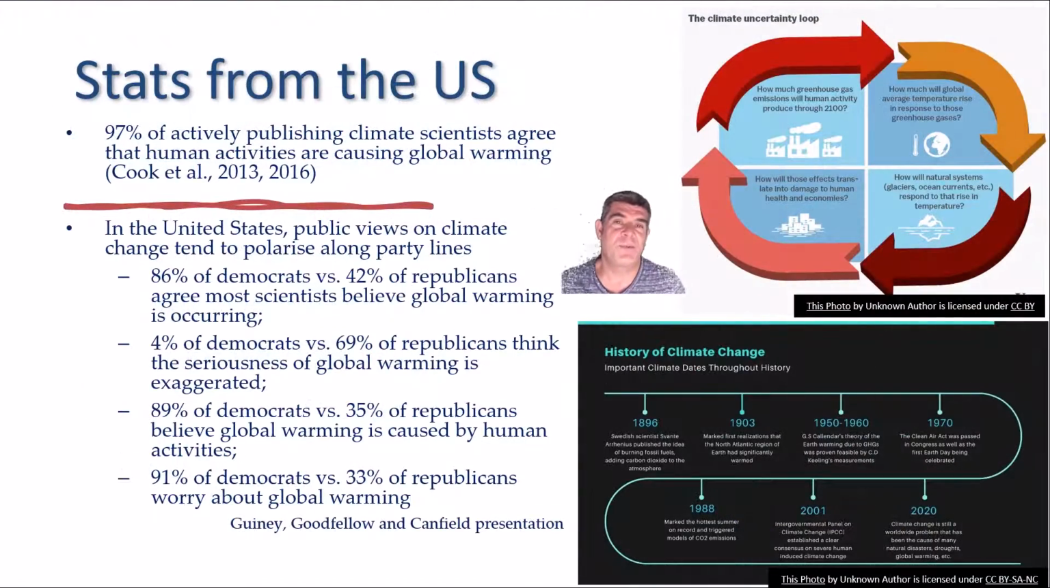Climate science is probably most famous for its biased interpretation in the United States. 97% of actively publishing climate scientists agree that human activities are causing global warming, and I imagine since those studies were published, it is only stronger. And yet in the United States, public views on climate change tend to polarize along party lines. And you can see some very clear distinctions between Democrats and Republicans in terms of their views about global warming.